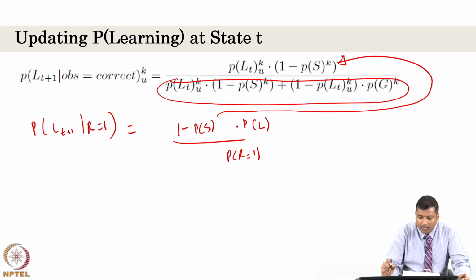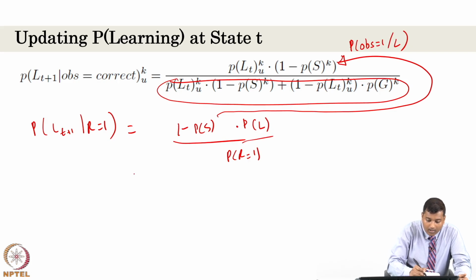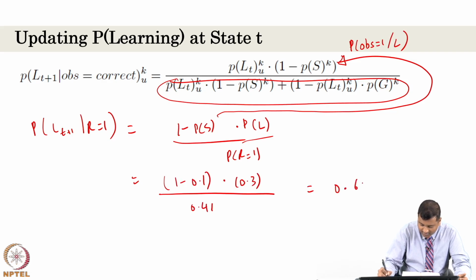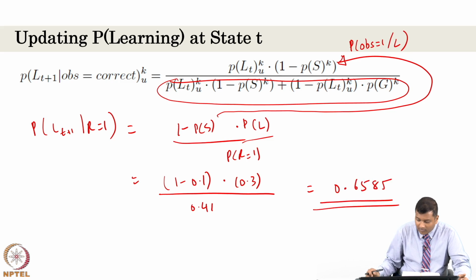So some formulas about Bayesian network tracing will have either 1 minus P of S, or they might have P of observation equal to 1 given L. So don't get confused if those two formulas are interchanged. Okay. So let's substitute the 1 minus 0.1 times 0.3, and we have got 0.41 from the previous answer, so it goes to about 0.6585. So that's my probability of learning.